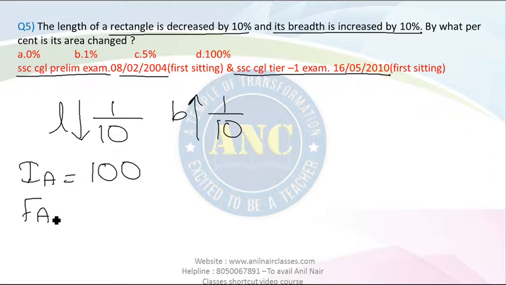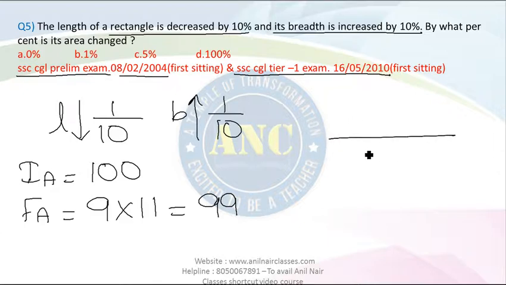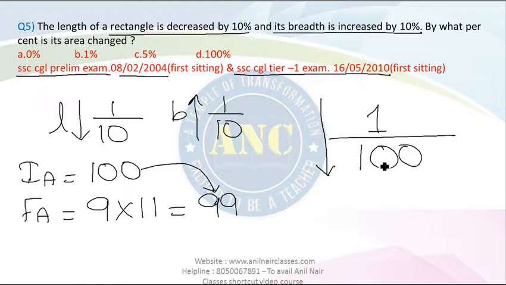Final area is 10 decreased by 1, it is 9. 10 increased by 1, it is 11. 9 into 11 is 99. That means initially it is 100. 100 is becoming 99. There is a decrease of 1. 1 by 100 is 1% decrease. Answer is option B. It is so simple.